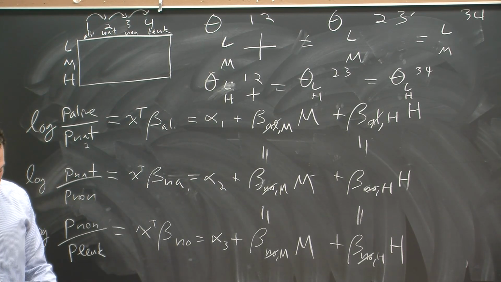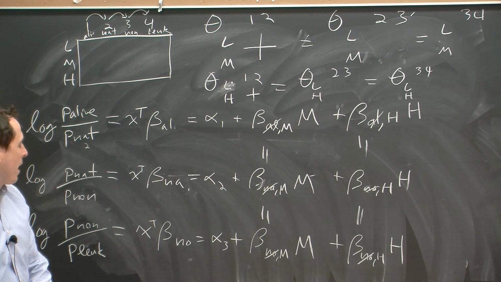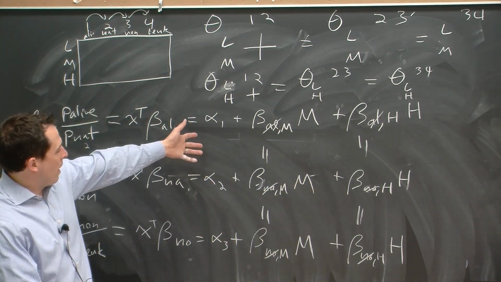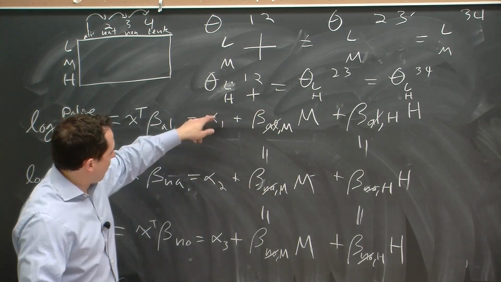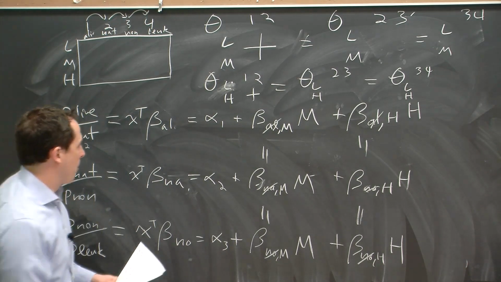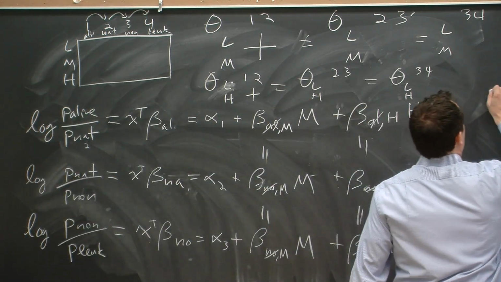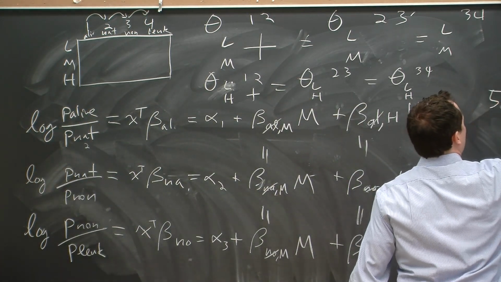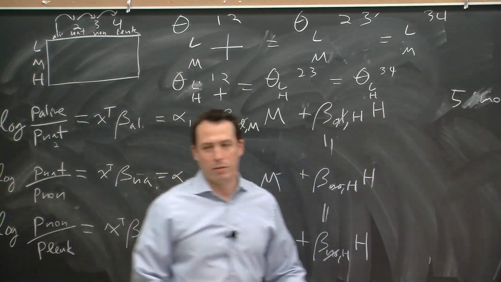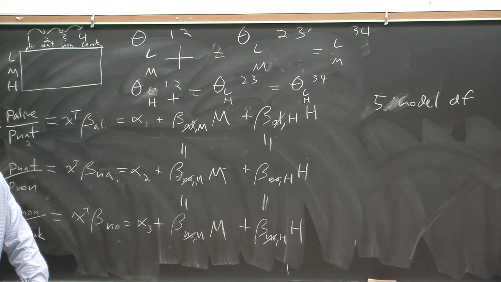And as usual, we can count for the degrees of freedom. We just count the number of parameters. So before I set anything equal, I have 9. After I set them equal, I have 1, 2, 3, 4, 5 degrees of freedom. 5 model degrees of freedom. I would compare that to a saturated model for my test degrees of freedom.